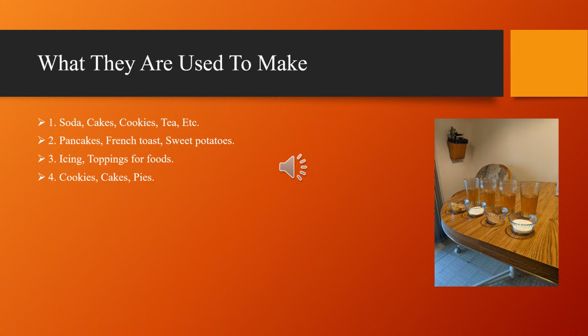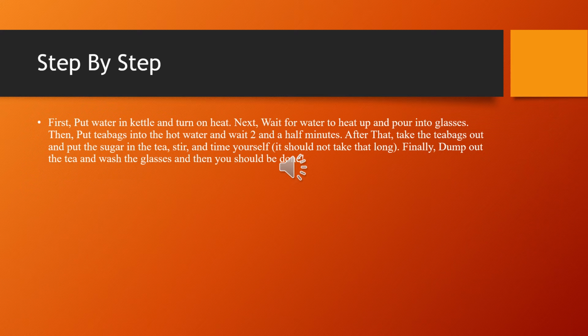This slide is, I basically just put what these types of sugars are, what they're used to make, I guess. Pretty much only sweet things, but yeah, pretty much only sweet things. Yeah, on to the next slide.